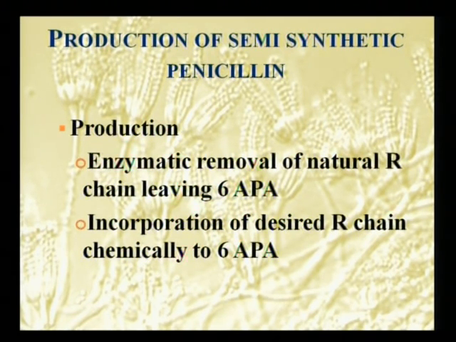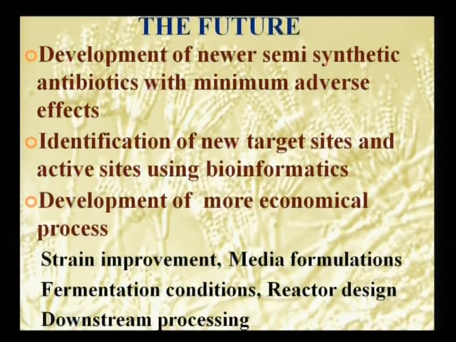The production of the semi-synthetic penicillin requires the enzymatic removal of the side chain. The enzyme involved is penicillin acylase, which is produced by the mold itself, as well as by other bacteria like E. coli. So that side chain is removed and 6-aminopenicillanic acid is obtained, and then the desired side chain is incorporated by a chemical process, which results in the production of semi-synthetic penicillin.